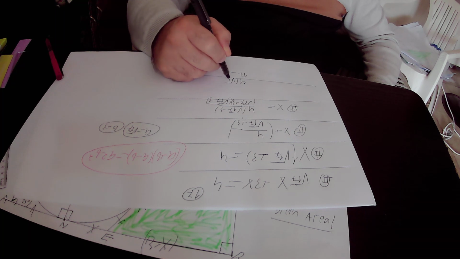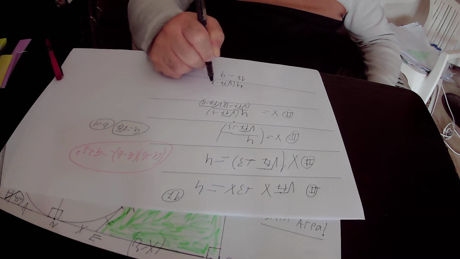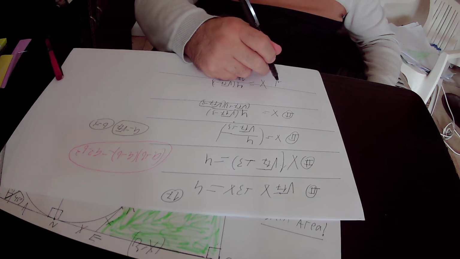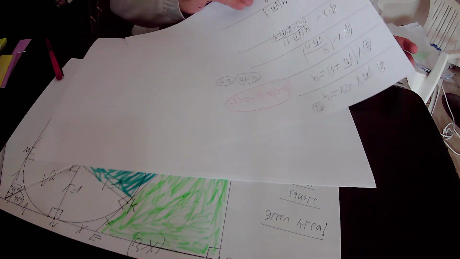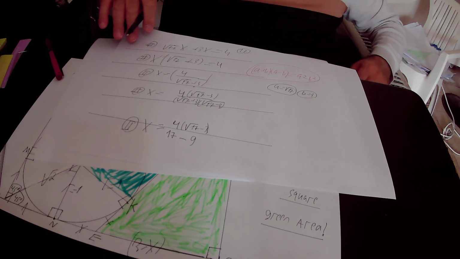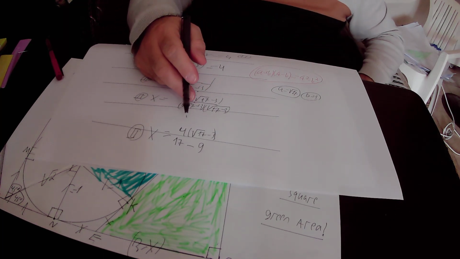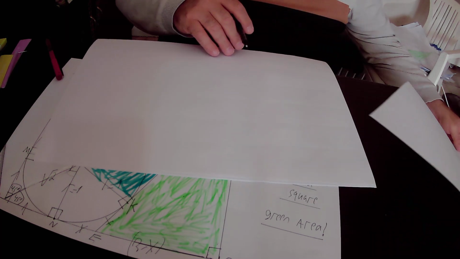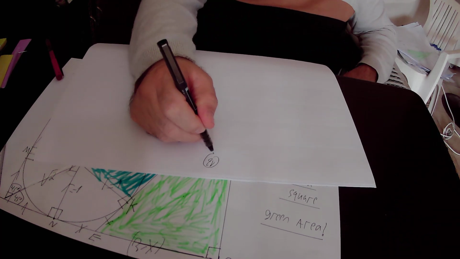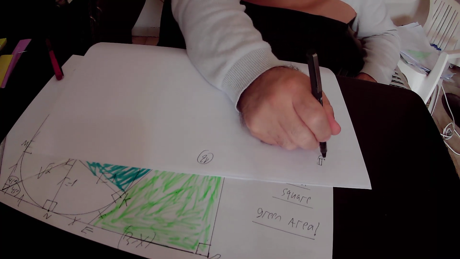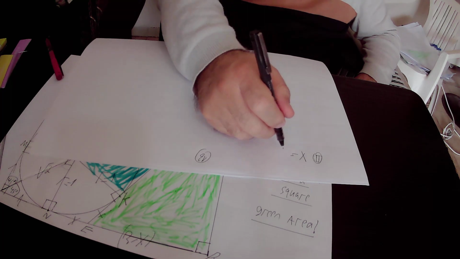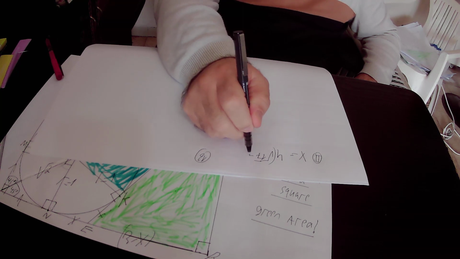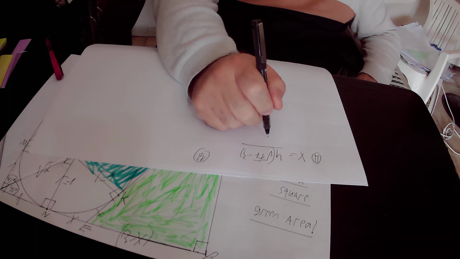It is 4 times square root of 17 minus 3, and it equals x. So in conclusion, we got this expression that x equals 4 times square root of 17 minus 3 over 17 minus 9. 17 minus 9 is 8, so I'll write it down. In conclusion, according to equation number 2, x equals 4 times square root of 17 minus 3 over 8, because 17 minus 9 is 8.